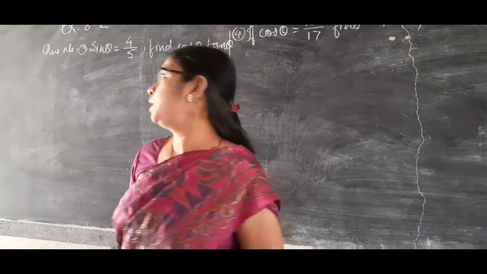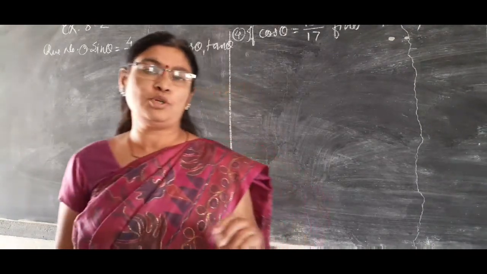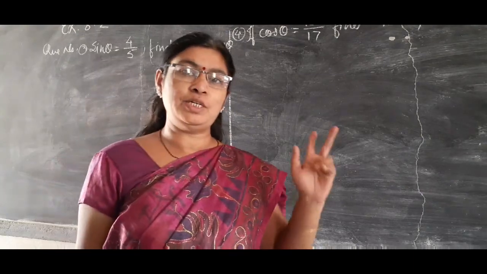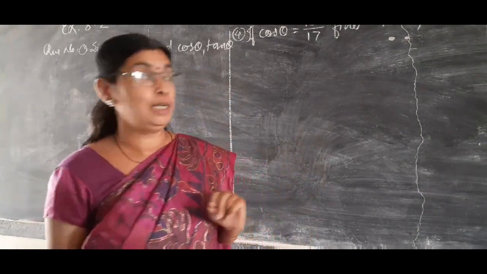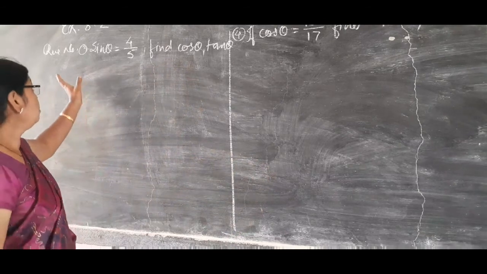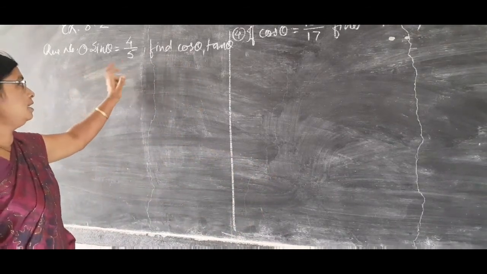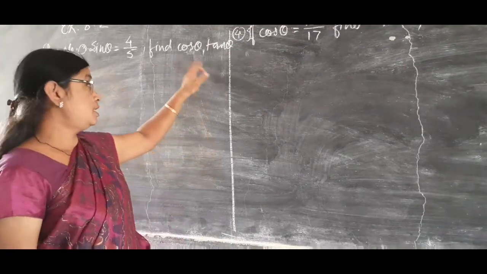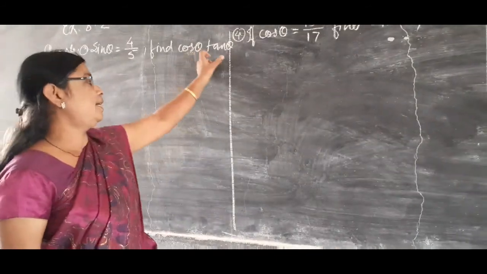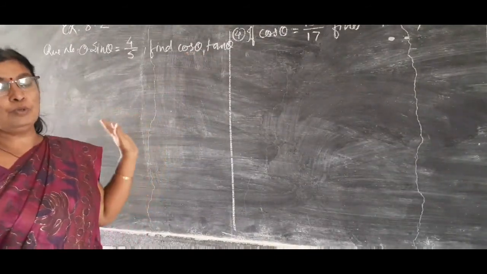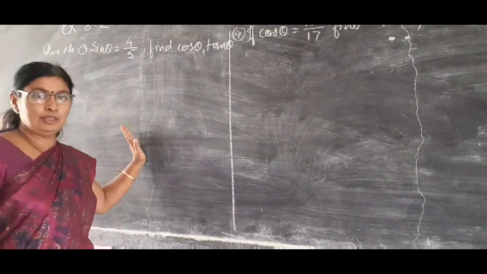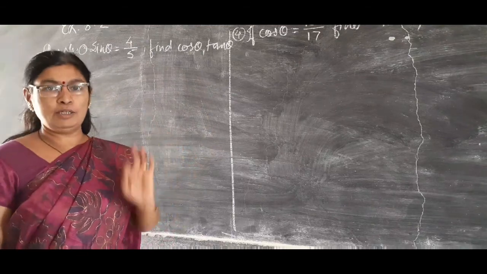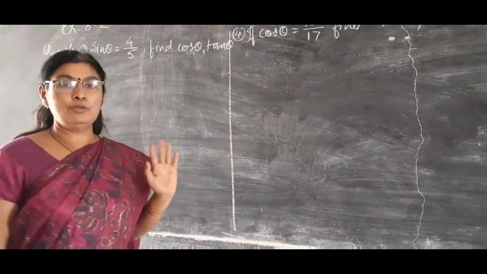In the previous period, we completed some problems of exercise 8.2. Now let's start the next problem. The first two questions we have already completed. Now see here in question number 3, what is given? Sin theta is 4/5, and you have to find cos theta, and here we find tan theta also. Now here we use the identity method. You can find cos theta and tan theta by using the Pythagoras theorem, or you can use the identity.